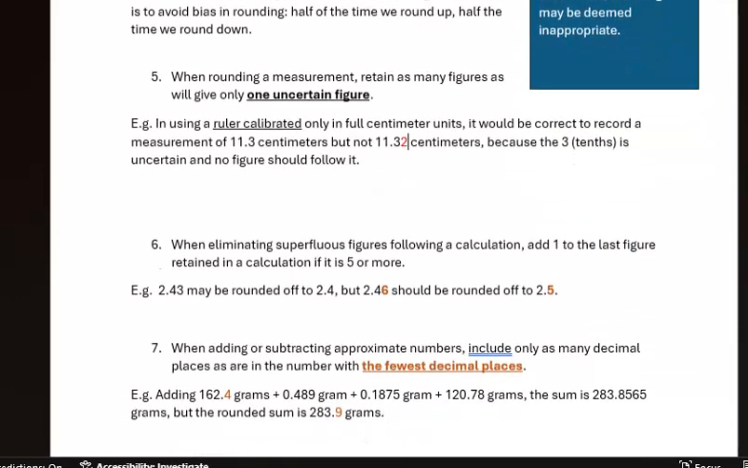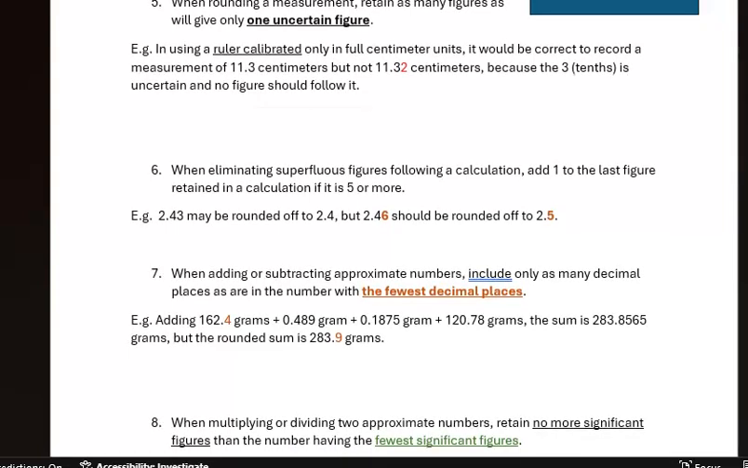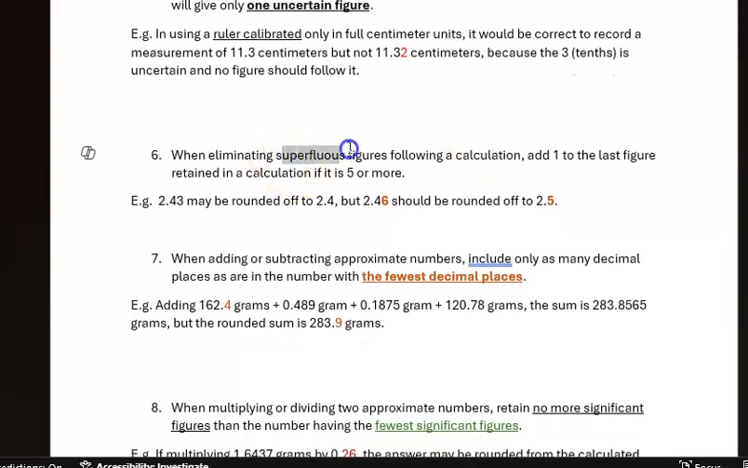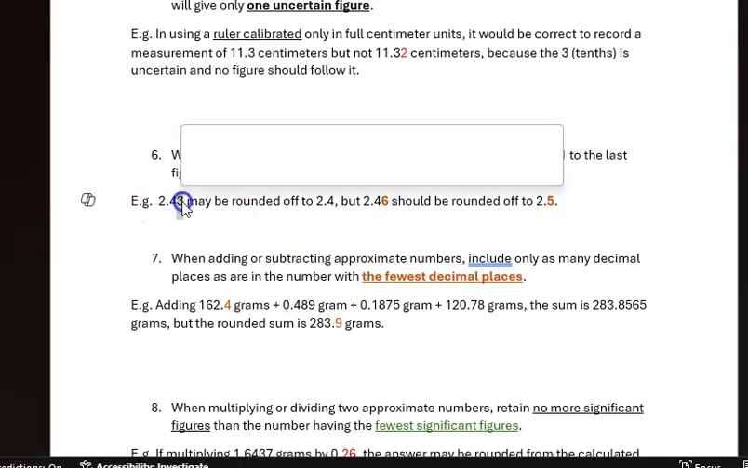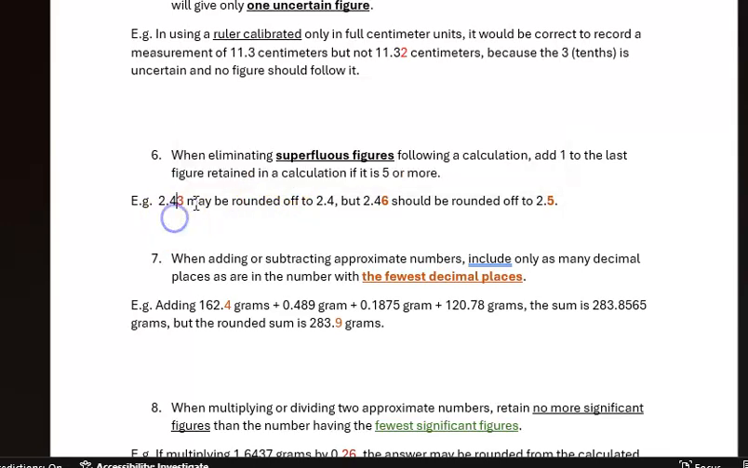Okay, and so you can drop. You do not have to feel anxious. You can drop off numbers. Just round off responsibly. When eliminating superfluous figures, yes, some numbers can be long. Think of those recurring decimals and all those digits. You don't need it, so you can round off. So they're saying that 2.43 can be rounded off to 2.4 because 3 is an uncertain digit. Okay, 2.46, the 6 is greater than 5, so we will round this number to 2.5 because we're going to round up when you're going to be dropping a figure.